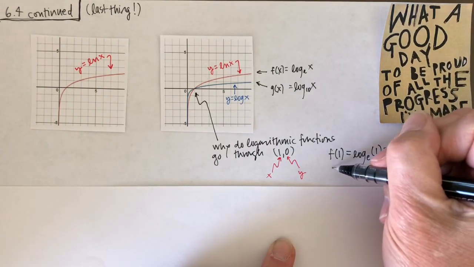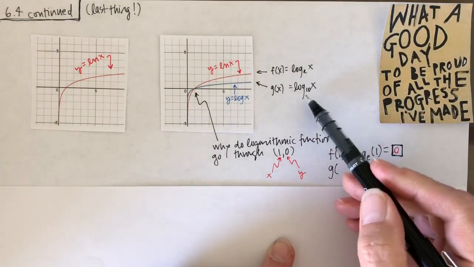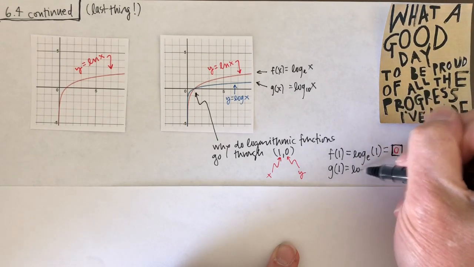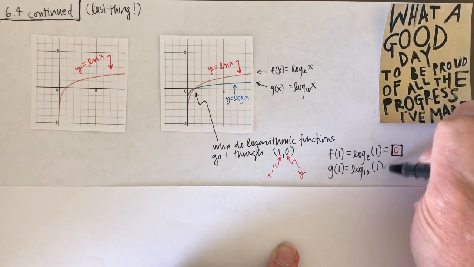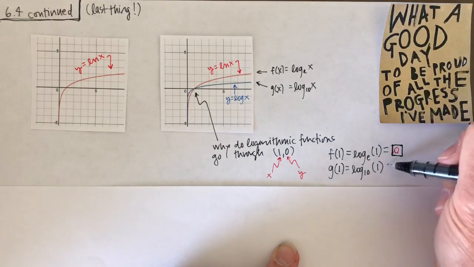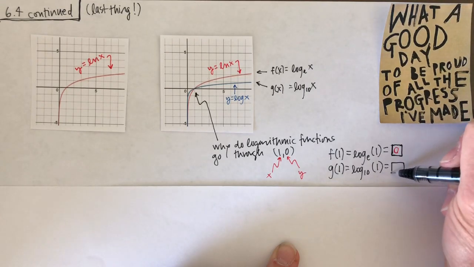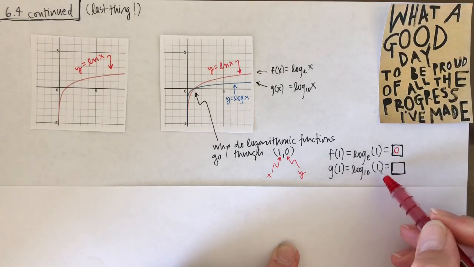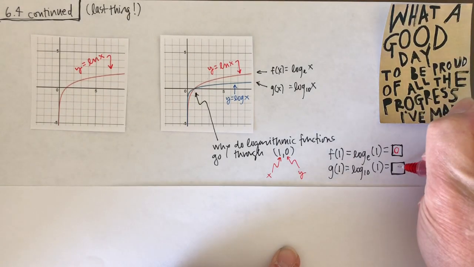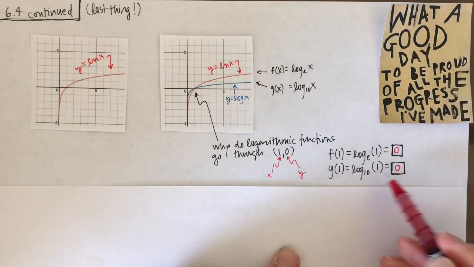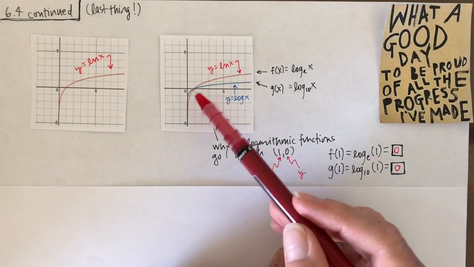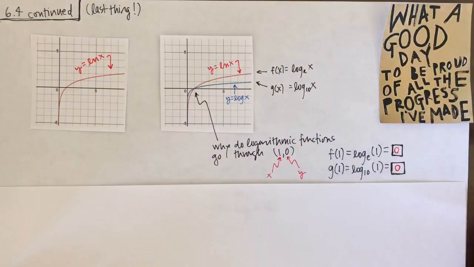Let's look at the logarithmic function to the base 10. g of 1 equals log to the base 10 of 1. Again, my input is 1. So what power could I raise 10 to? 10 to some power equals 1. Well, you see the pattern. Whatever your base is, anything to the 0 power will equal 1. And that's why all of these logarithmic functions go through the point 1, 0.